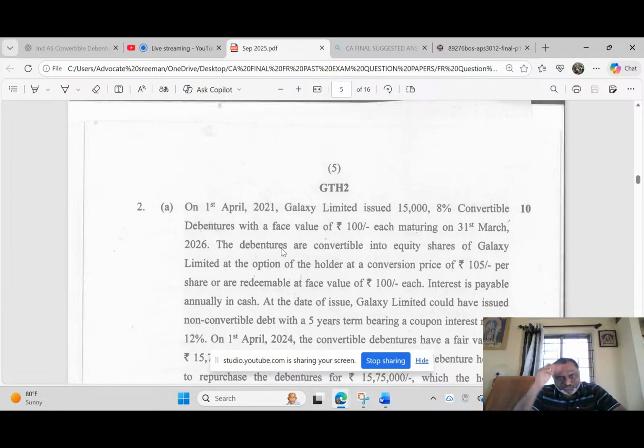See, you read the problem first. On 1st April 2021, Galaxy Limited issued 15,000, 8% convertible debentures with a face value of 100 each, maturing on 31st March 2026. See, this is a single transaction. In this single transaction, I am issuing 15,000 debentures. Interest, how much do I need to pay? 15,000 into 100 into 8%.